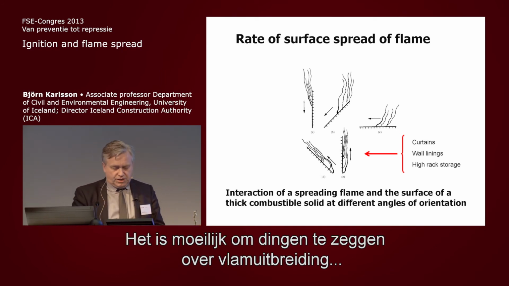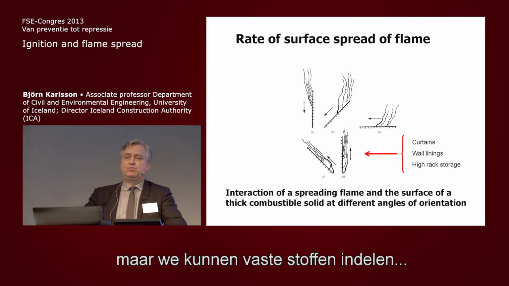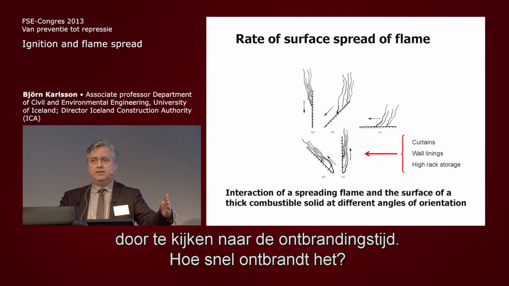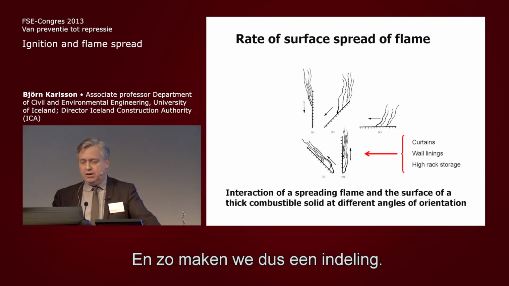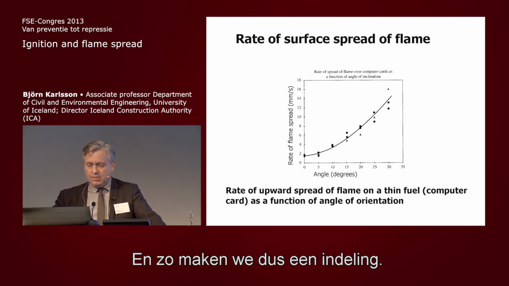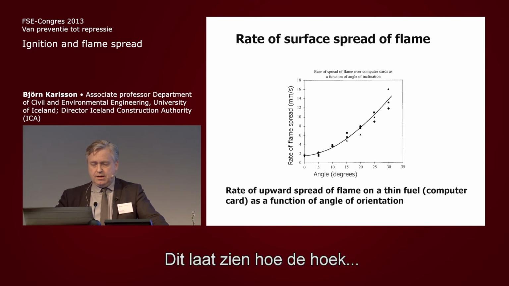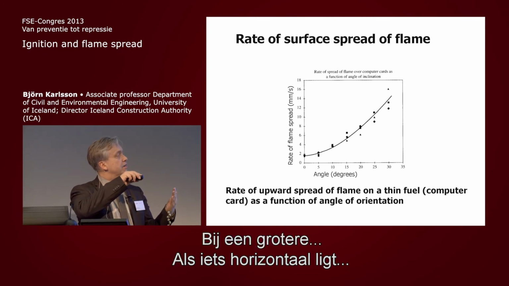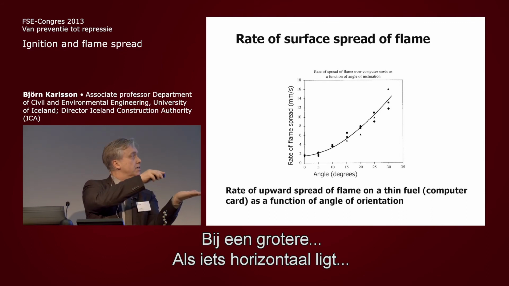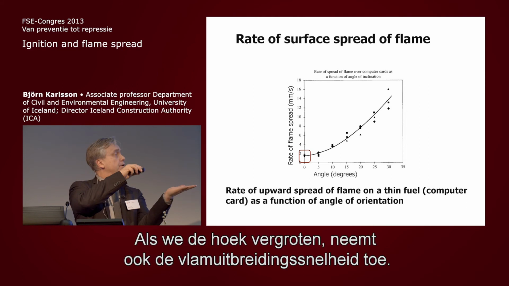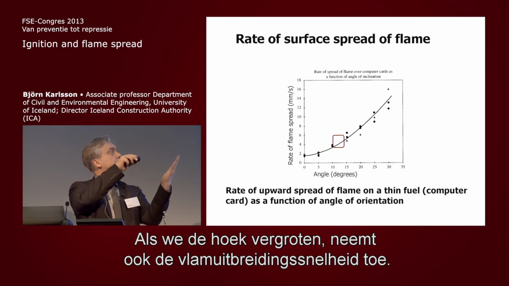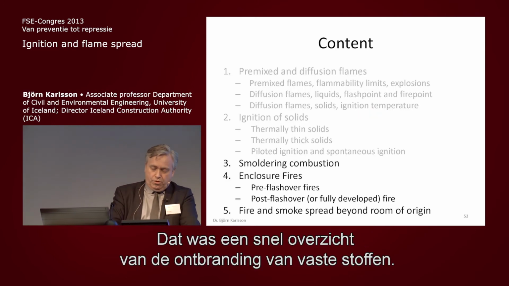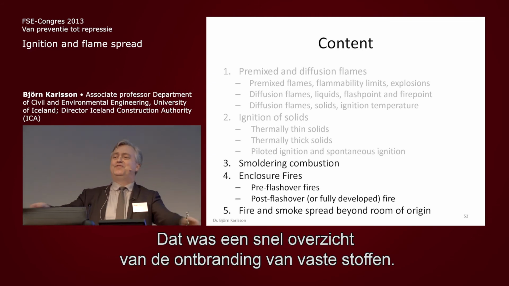So it's difficult to say things about flame spread, but we can classify solids by checking time to ignition. How quickly does it ignite? And that's how we classify things, really. Now, this is just to show the angle: if we have something horizontal, the rate of flame spread is very low. As we increase the angle, we increase the rate of flame spread.